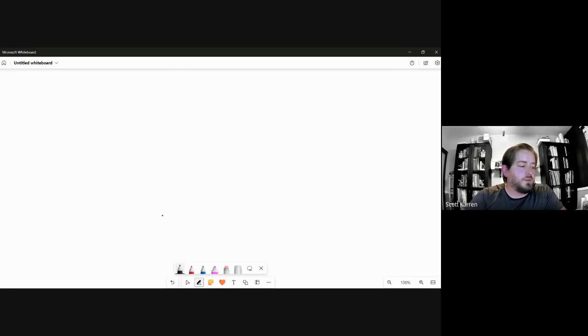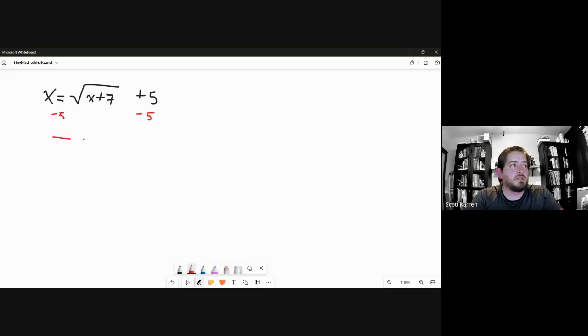Okay, let's look at a little bit more complicated one. I still want to solve for x, and I have x equals the square root of x plus 7, and then plus 5. So the idea here was to isolate the radical, the square root of x plus 7. I want to get that all by itself. So I'll continue with that plan. I'm going to subtract 5 from both sides. That gives me x minus 5 on one side is equal to the square root of x plus 7 on the other. And I'll square both sides again.